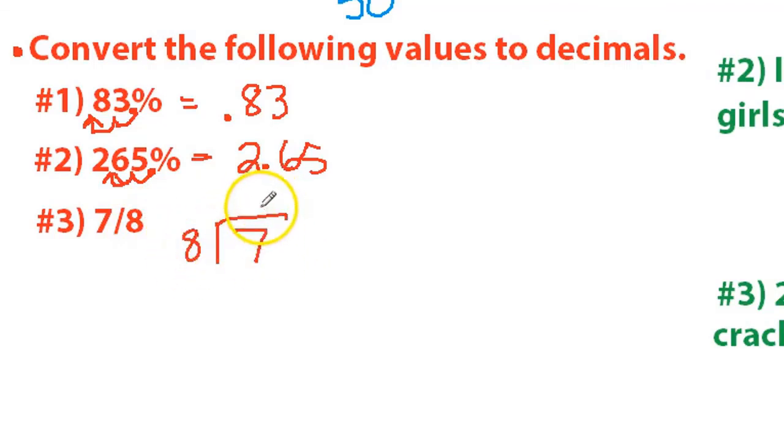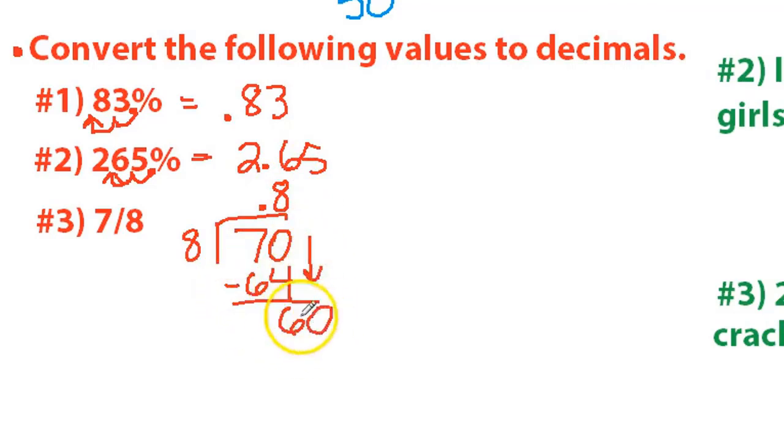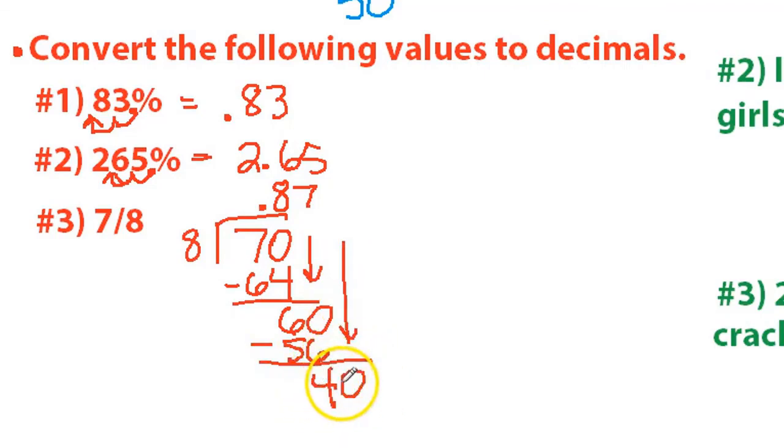Now 8 won't go into 7, so I'm going to put a decimal point. I get 70. 8 will go into 70 8 times, giving me 64. I minus that out, I'm left with 6. Drop down another 0. 8 will go into 60 7 times. 7 times 8 is 56. That leaves me with 4. Bring down another 0. I'd have 40 divided by 8, and that's 5. Excellent. So 0.875 is what we get, and we need to convert that to a decimal. Well, that's already a decimal, so my answer is 0.875.